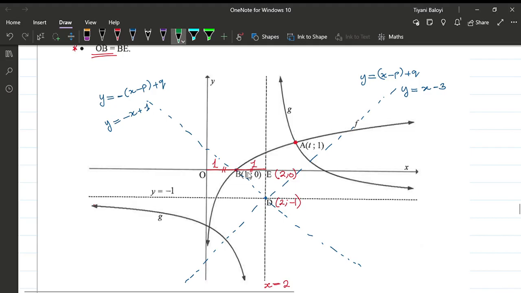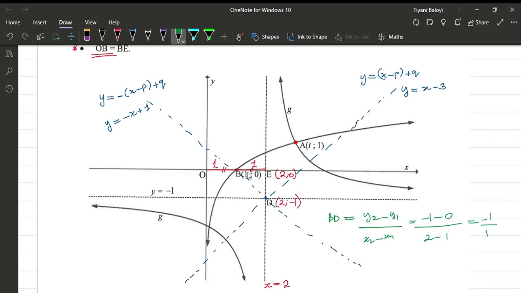What is the gradient of b and d? This is your y2 minus y1 over x2 minus x1: minus 1 minus 0 over 2 minus 1. This is minus 1 over 1, so BD is equal to minus 1. Which one also has a gradient of minus 1? The axis of symmetry. So B lies on BD, and BD is the axis of symmetry. So you can also use the gradient, right? That's how simple it actually is.